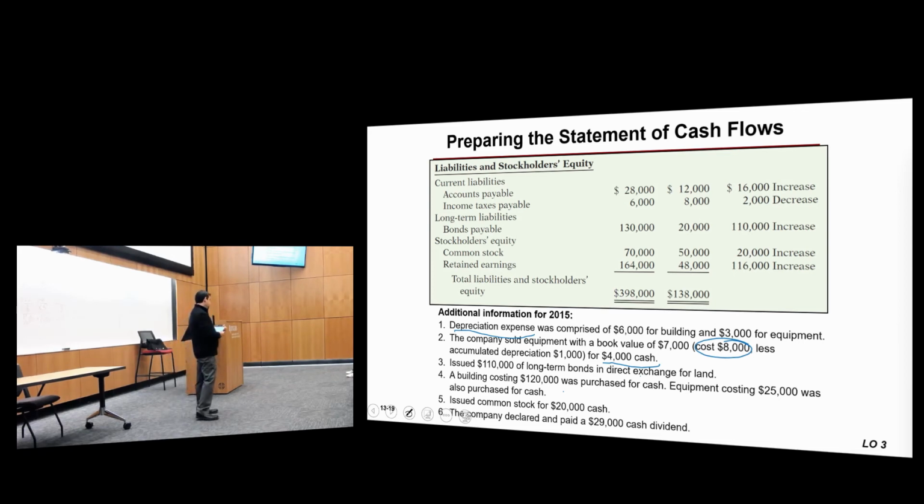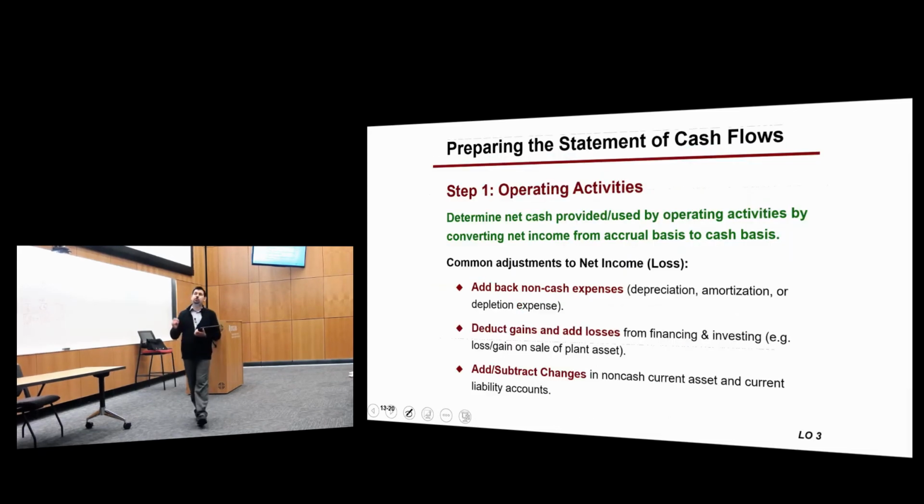Operating activities. First thing you need to do is you look at net income. Again, you start with net income or net loss. So you start with that number. Then you add any non-cash expenses. Those are expenses that the company recognized as an expense, but they have not actually made the payment. Like, for example, depletion expense, amortization, depreciation expense.